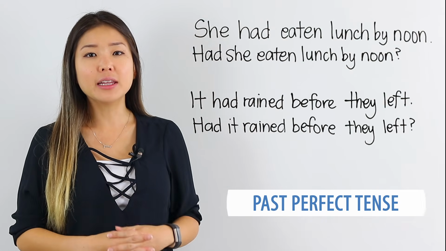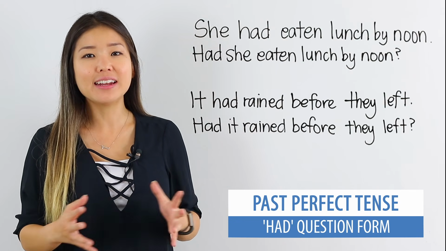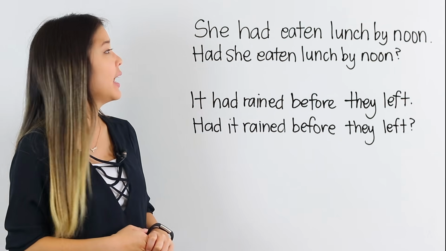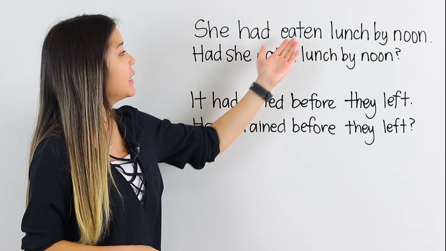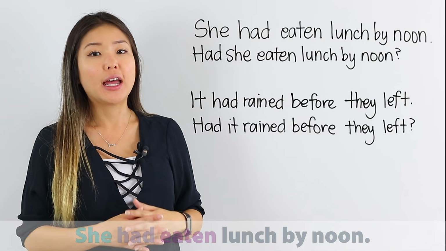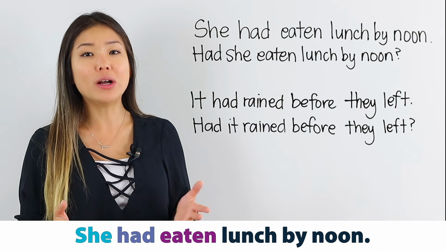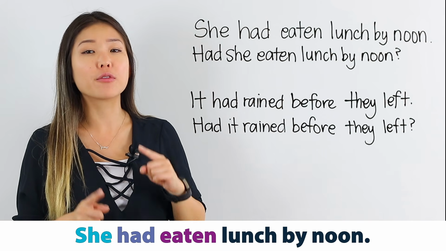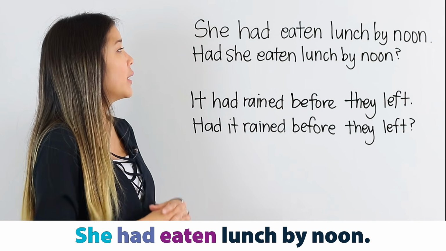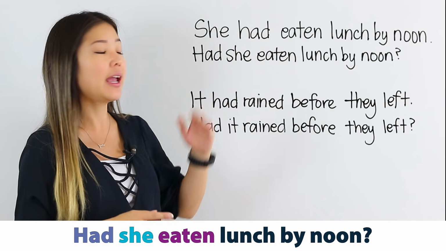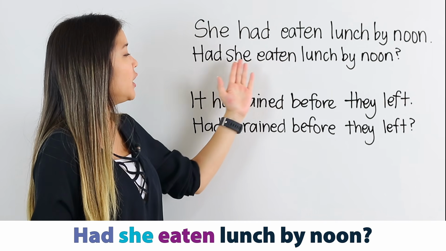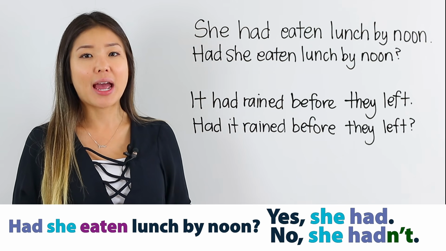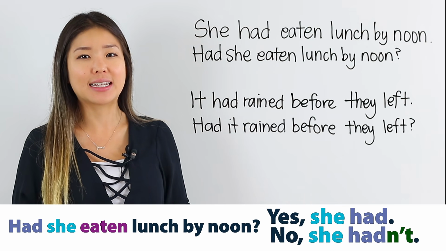Now, let's take a look at questions using had in the past perfect tense. Take a look at the first sentence. It says, she had eaten lunch by noon. Now, to turn this into a question, it's quite easy. All you have to do is change the order of the first 2 words. So instead of she had, we say had she. Had she eaten lunch by noon? You can say yes, she had, or no, she hadn't.